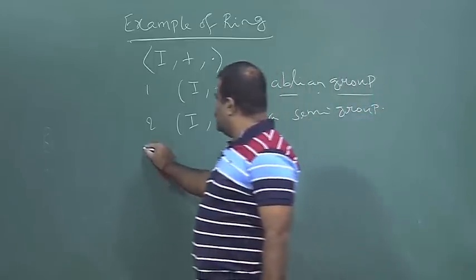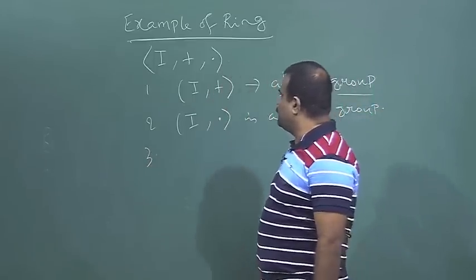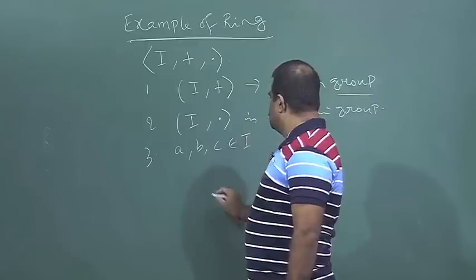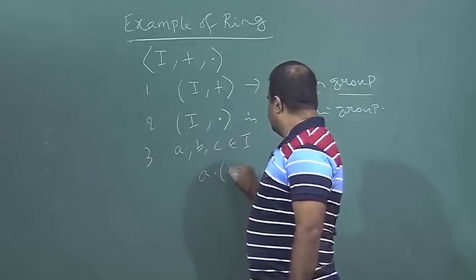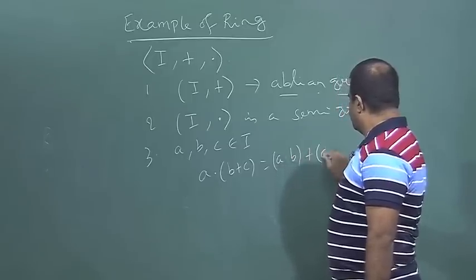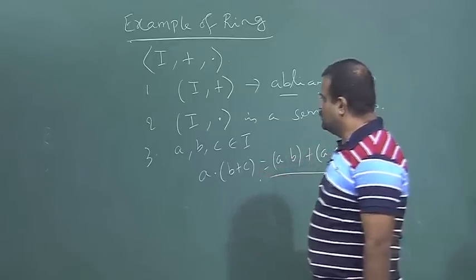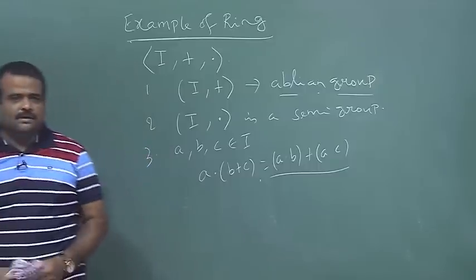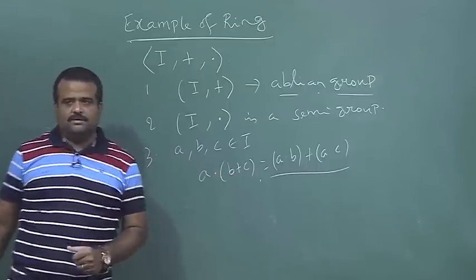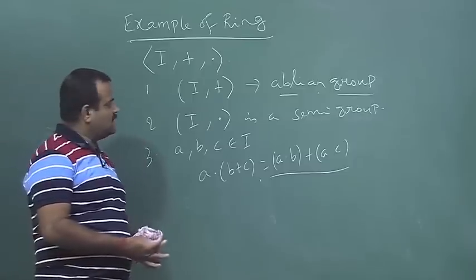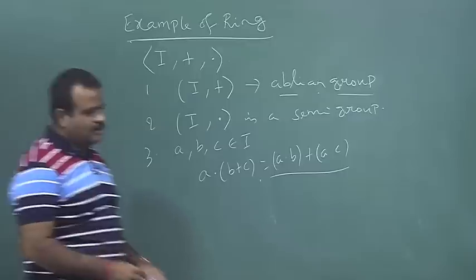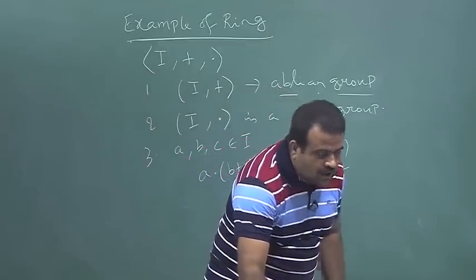So, now we have to check the distributive property. The distributive property says that if you take any three integers a, b, c, then a dot (b plus c) is equal to a dot b plus a dot c. This is also true, from the laws of these two operators, plus and dot, of real numbers. So, this is an example of a ring. Okay. So, now come to the slide.